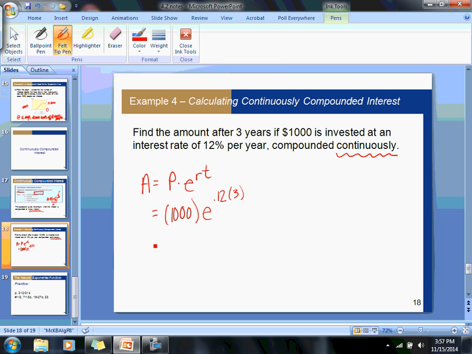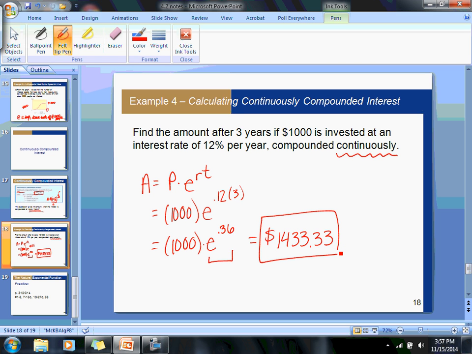Now again, you do have to simplify this. Do your order of operations first here. You have to do 0.12 times 3, so that's 0.36. Then you have to do e to the 0.36 and get an answer, then multiply by the 1,000. There's no shame in trying to type this into your calculator one step at a time. You're going to be more accurate and get the right answer if you do it one step at a time and follow your order of operations.